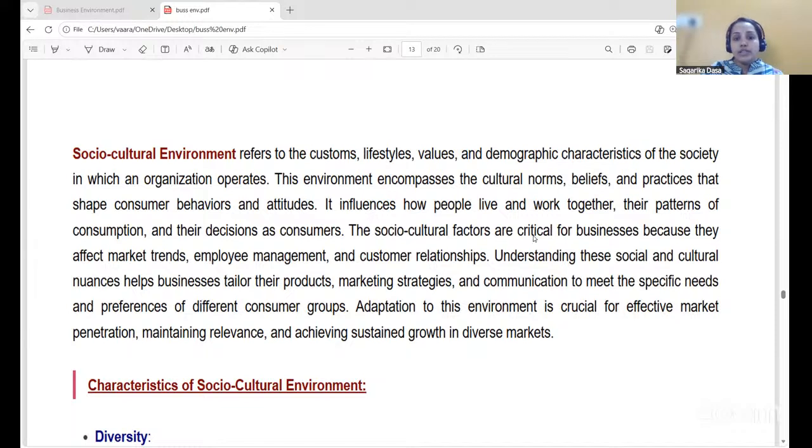The social cultural factors are critical for business because they affect market trends, employee engagement, and customer relationships. Because for every business, the customer is the main source of income. Hence, understanding the customer from all these perspectives is very important. Not only the customer, but also the people who are in management, who run the business. For that also, understanding the employee background and lifestyle is very important for every organization.